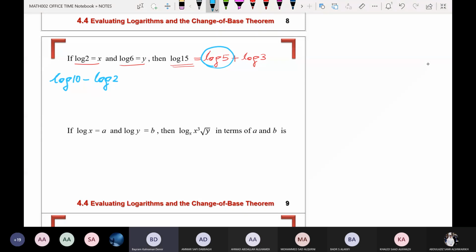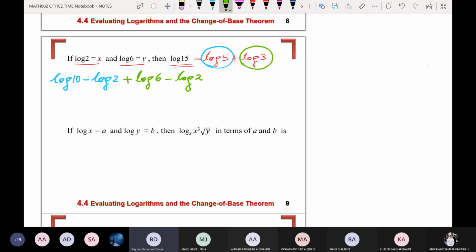Perfect. And how about logarithm of 3, Shabab? Logarithm of 6 minus logarithm of 2. Yes, Shabab, perfect. This trick is quite common in the exams, Shabab. These kinds of small tricks are quite common.